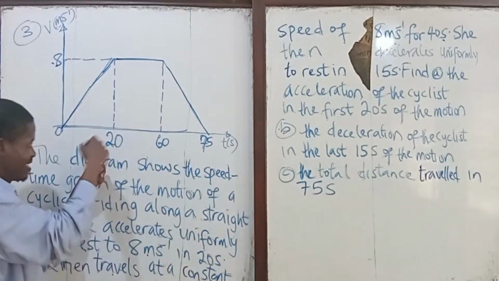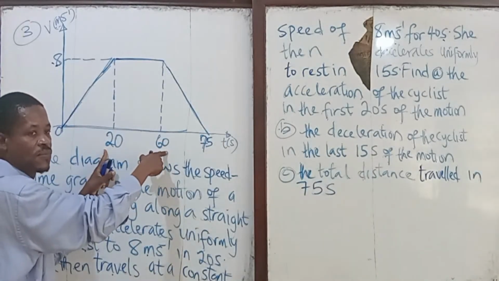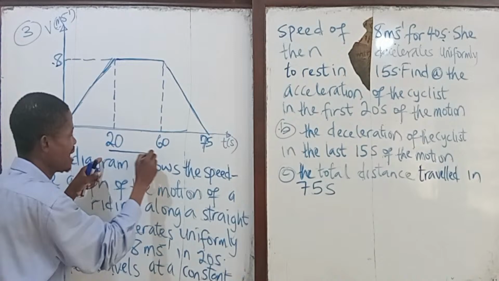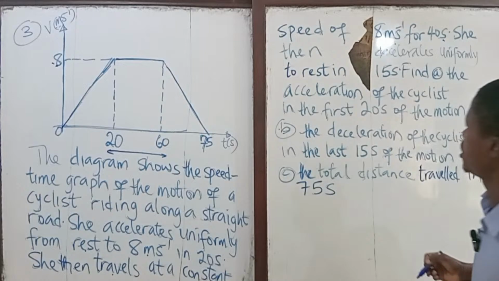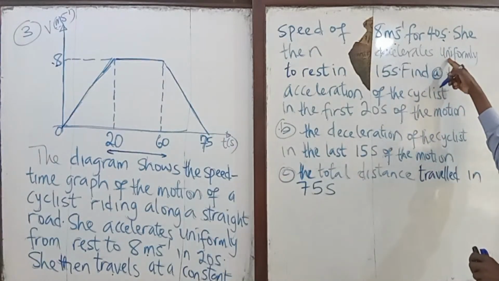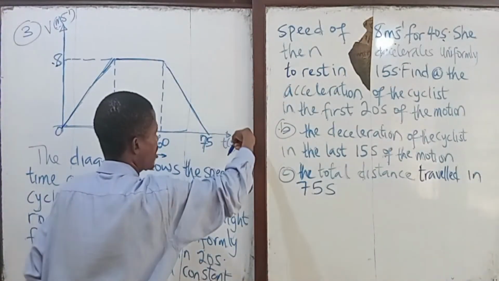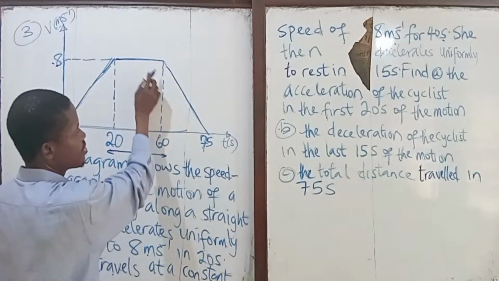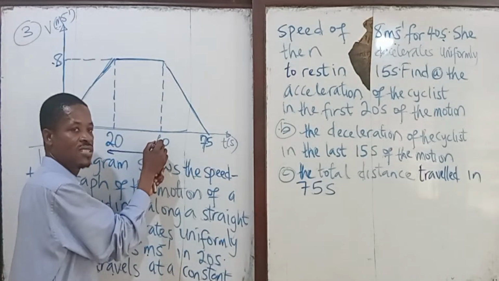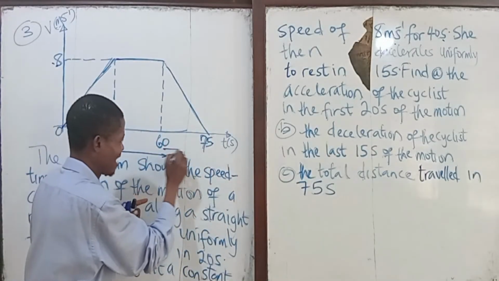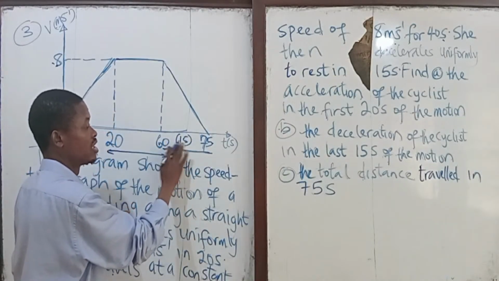That 40, you add it to the first time. 20 plus 40, that's 60. So the interval between here is your 40. She then decelerates uniformly to rest in 15 seconds. When you are coming to rest, just that triangle, that's coming to rest in 15 seconds. 15 plus 60, that's 75. The interval here is your 15. And that's what we are going to use for your calculation.